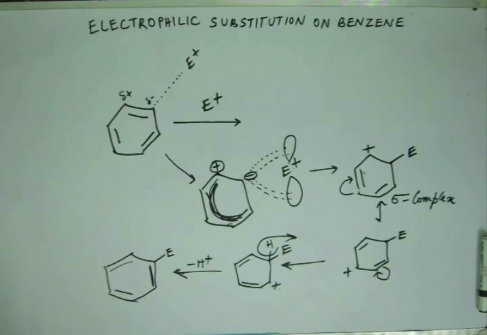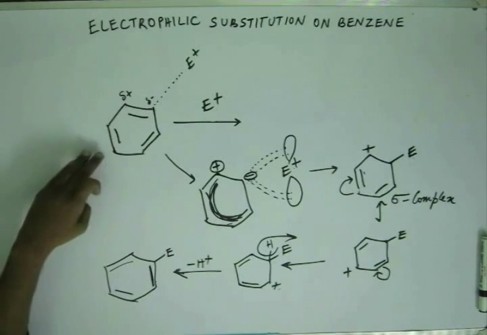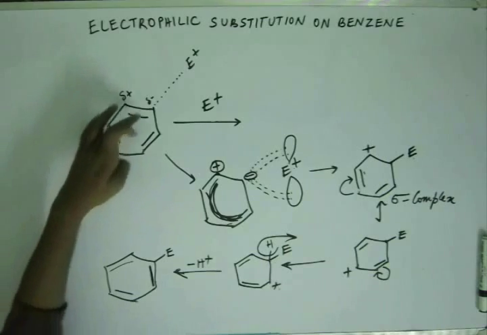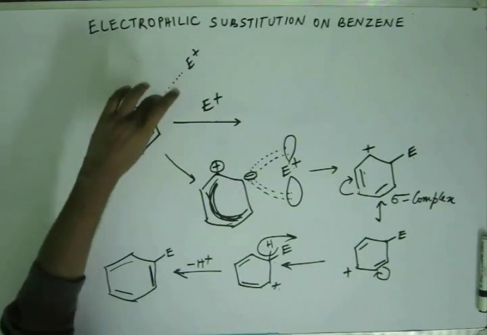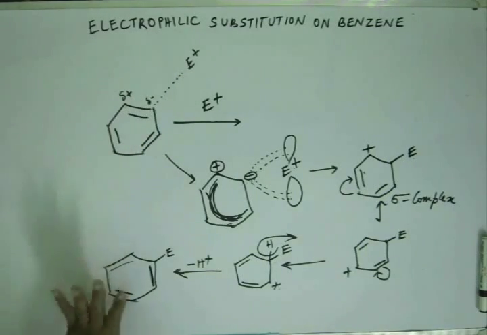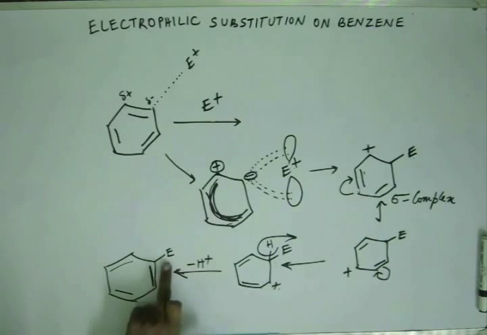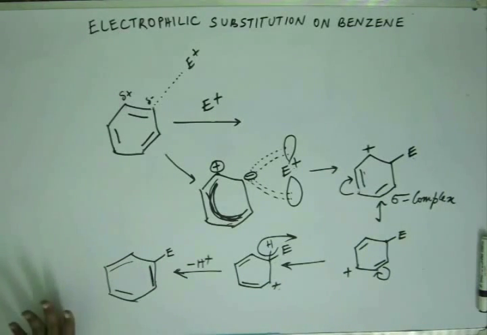So what has happened is, we put an electrophile in the system in benzene. We had a hydrogen on this position. Now this hydrogen has been substituted by this electrophile. So this is a substitution reaction. The reaction is taking place, and the reactive species here is the electrophile. So this is electrophilic substitution on benzene ring.